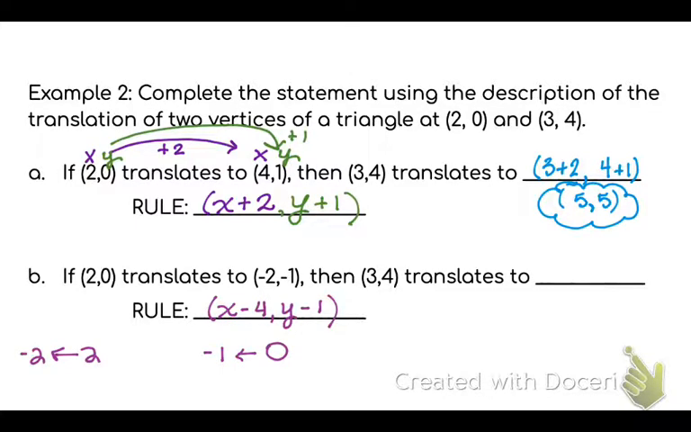Again, we come over here to (3, 4) and plug in our x and y, so 3 minus 4, and then 4 minus 1 means that our final ordered pair is going to put us at (-1, 3). And that would be the point after we applied the rule for the transformation.